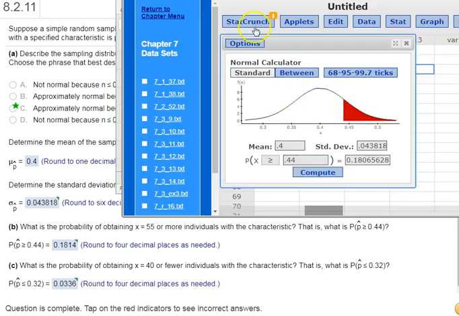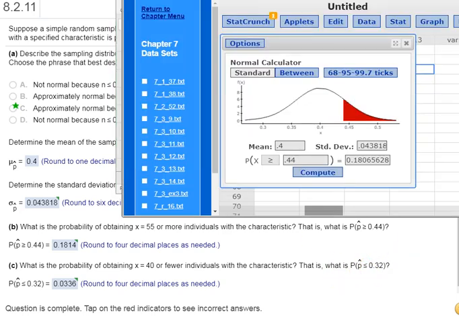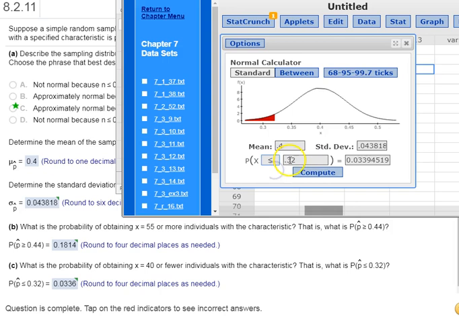So we can come into StatCrunch, enter what our mean is and our standard deviation, and then find the probability of getting a value back of 0.44 or greater. The last part is asking about 40 or fewer. And so we need to calculate that on our own. 40 out of 125, that's 0.32. But here, in this case, the problem tells us that. So we would want 0.32, and the probability of getting that amount or fewer, and again, we can get that result right here.